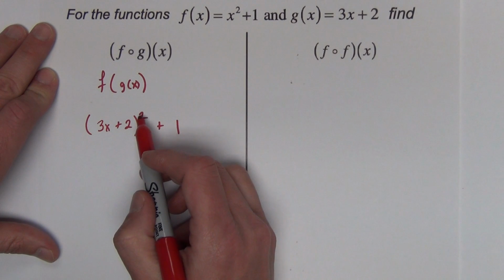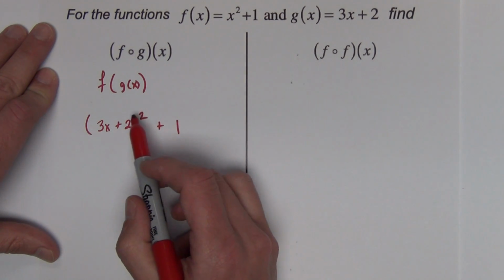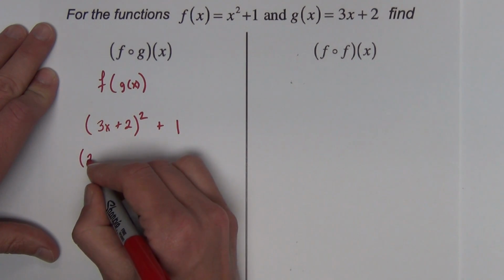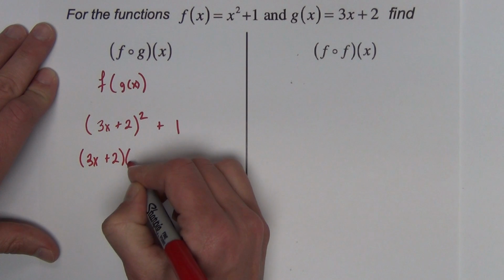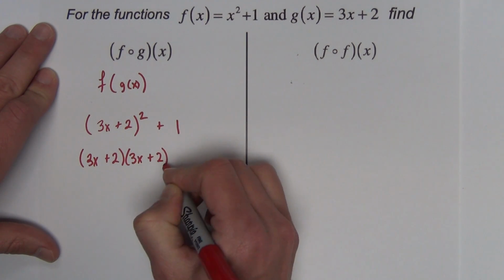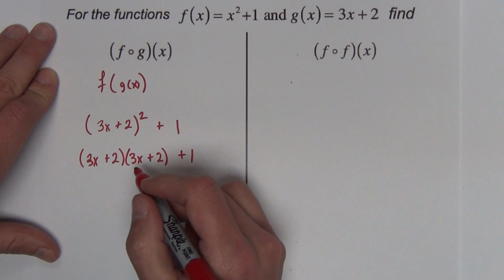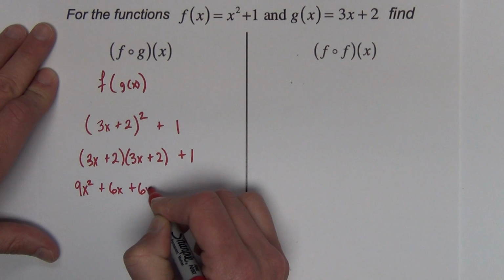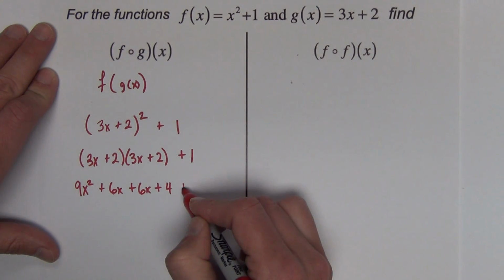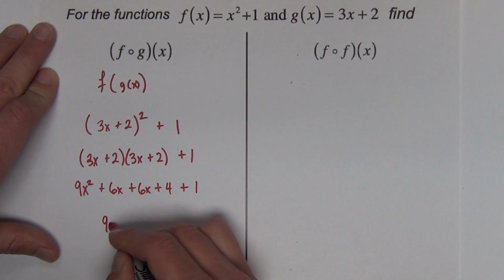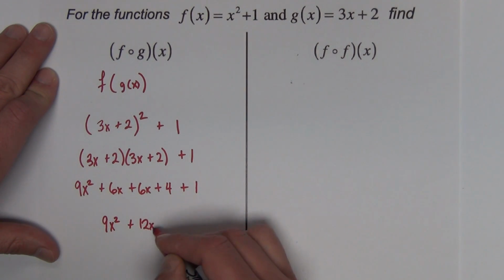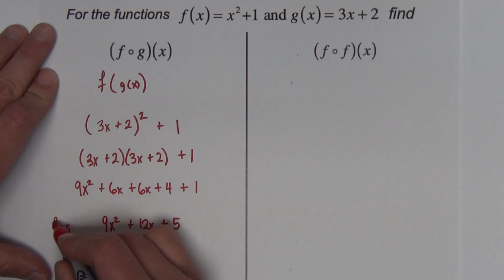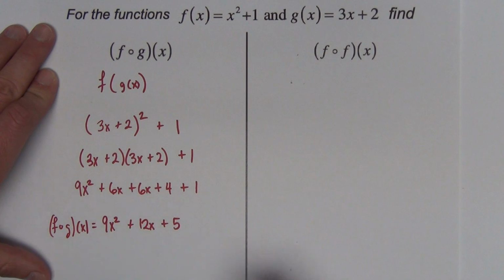So we have 3x plus 2 quantity squared plus 1. You cannot just square the 3x, square the 2. That never works. We know that. 3x plus 2 squared has to be written as a product of two binomials. So yes, this is a FOIL problem. It FOILs to 9x squared plus 6x plus 6x plus 4, and then the extra plus 1. The like terms make 9x squared plus 12x plus 5. There is f of g of x.